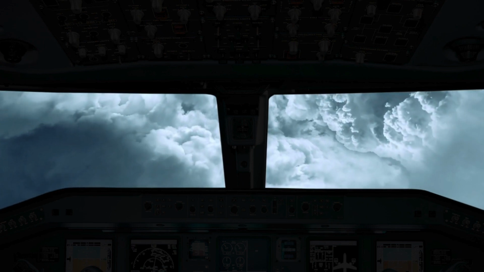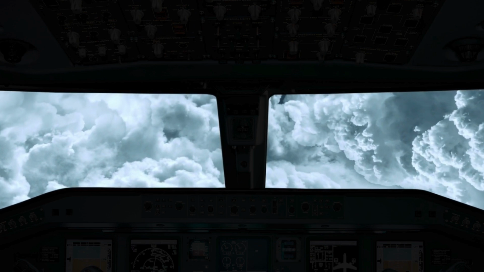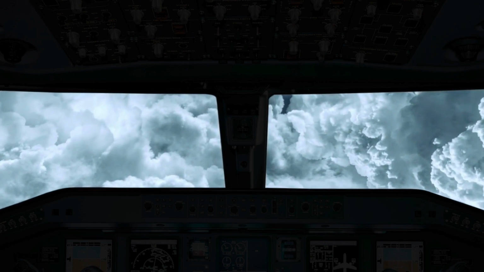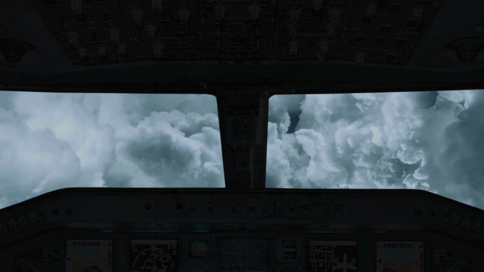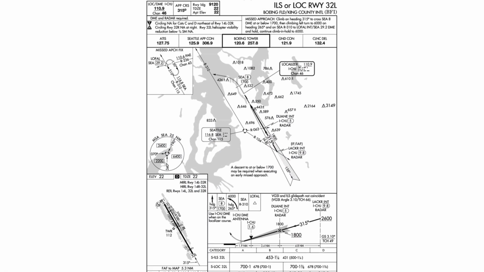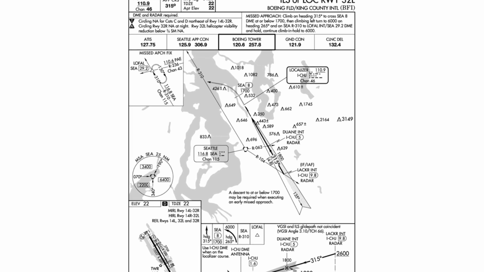Ever wonder how pilots land when they can't see the runway? Today we'll review how to read an ILS instrument approach chart and review some of the differences between precision and non-precision approaches. This is the ILS localizer approach at runway 32 left at Boeing Field in Seattle.